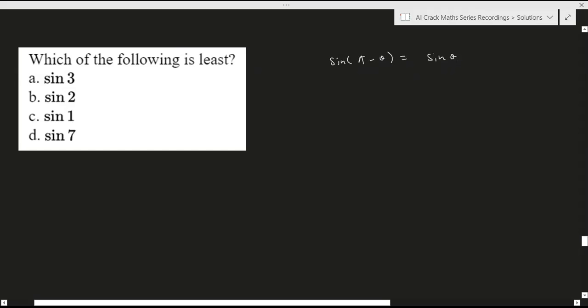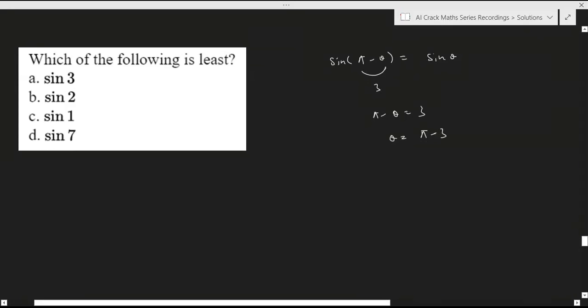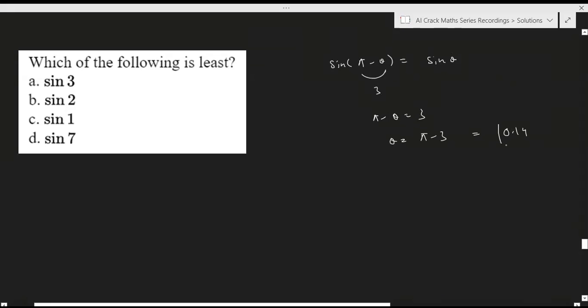But 3 radian is not acute. So let's consider this as 3. So basically pi minus theta equals 3. So theta is pi minus 3, right? That comes out to be approximately 0.14. So basically the first case is 0.14.